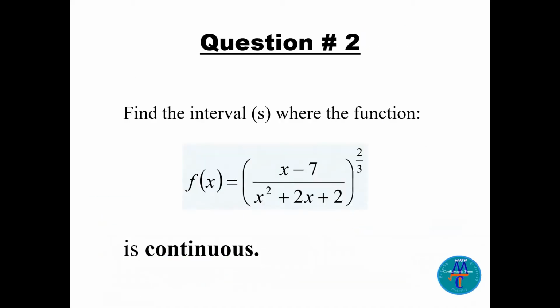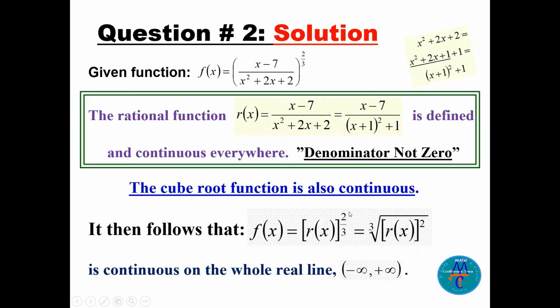Now, question number 2, find the interval or intervals where the function, this big function f of x, is continuous. So we have to study this whole function. This is the function f. Let's take the function inside and call it r. This is a rational function here. X minus 7 over x squared plus 2x plus 2. X minus 7, we leave it.